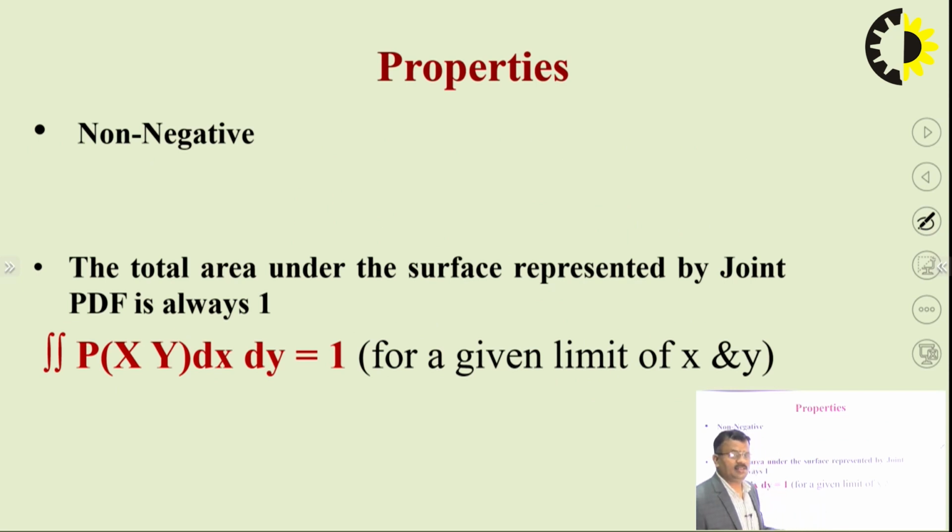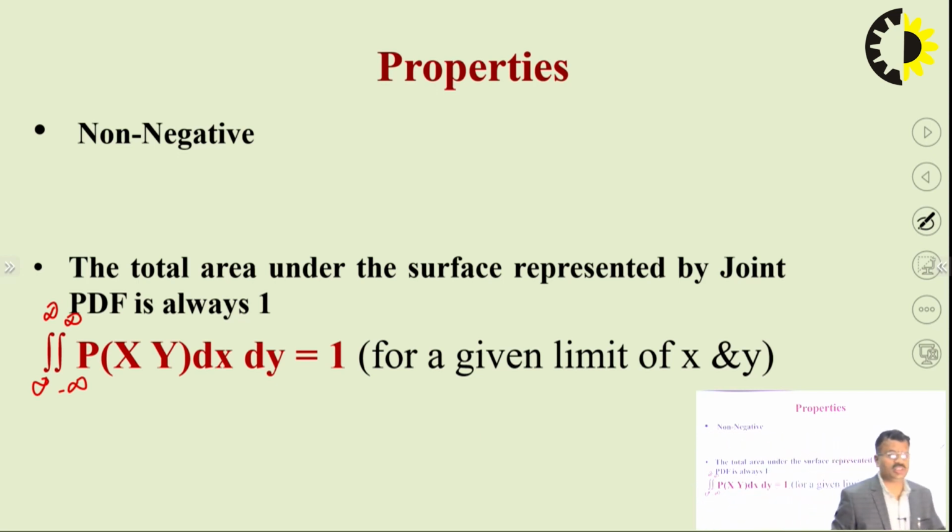Now the properties are the same. This will be non-negative. The total area under the joint PDF curve is also equal to 1, like the double integral of p of x y dx dy is equal to 1 for the limit minus infinity to plus infinity. You have to keep minus infinity to plus infinity. You can remember it.